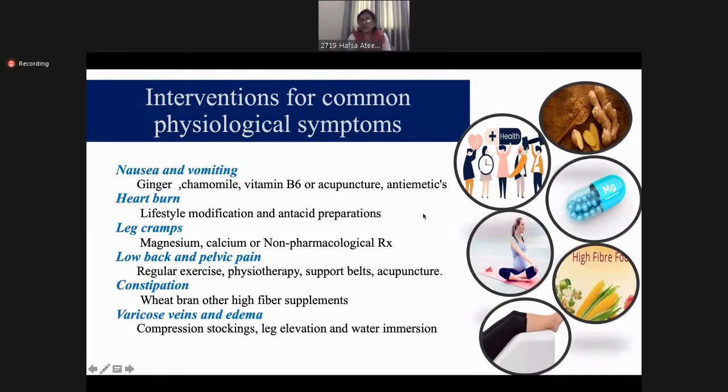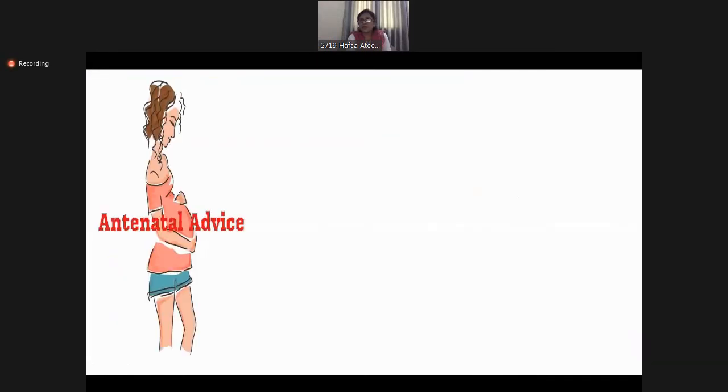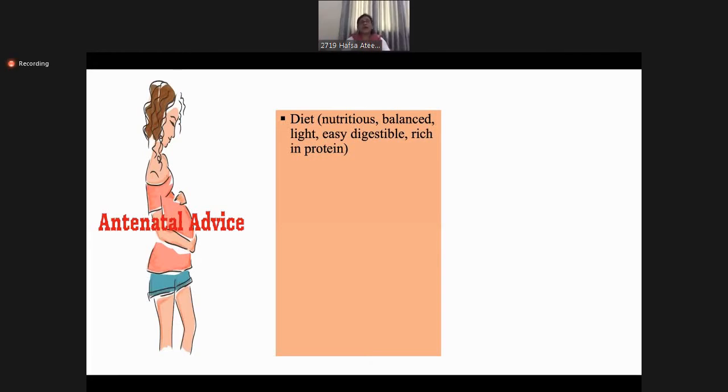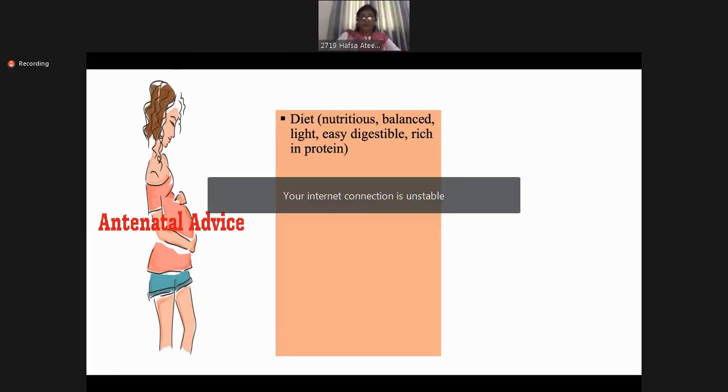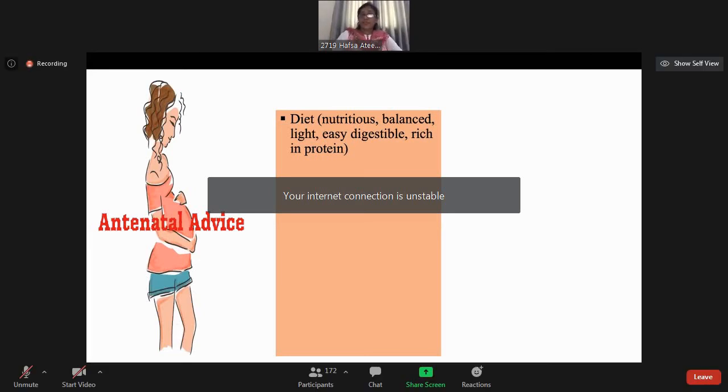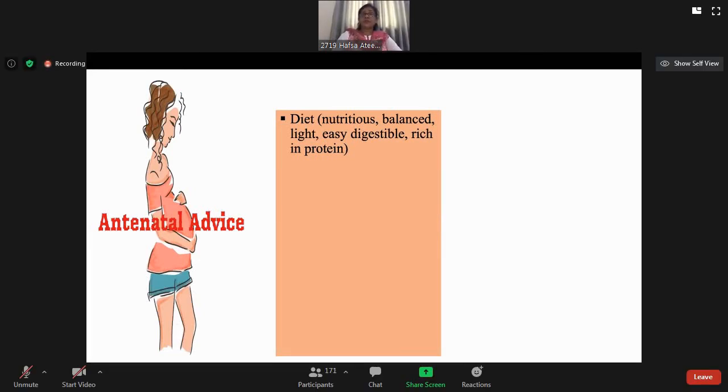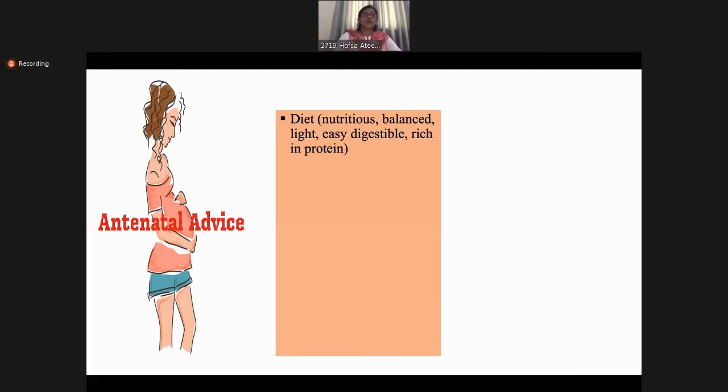Not always by medicine. Now, what antenatal advice would you like to give to the patient? For antenatal advice, you have to advise about the diet: a nutritious, balanced, light, easily digestible diet, which is rich in protein. That is, you should ask them to take fruits, vegetables, egg, meat, and milk. The patient should be resting and sleeping properly. The bowel habits should be adequate, and she should not be constipated.